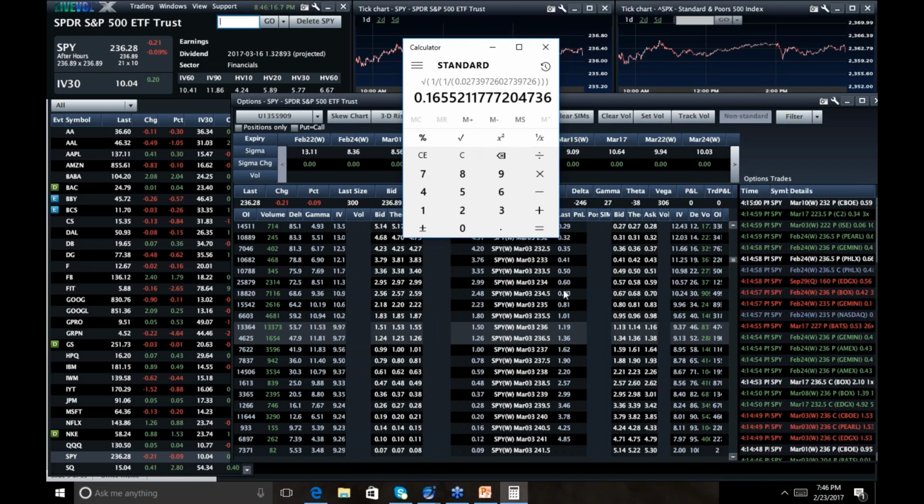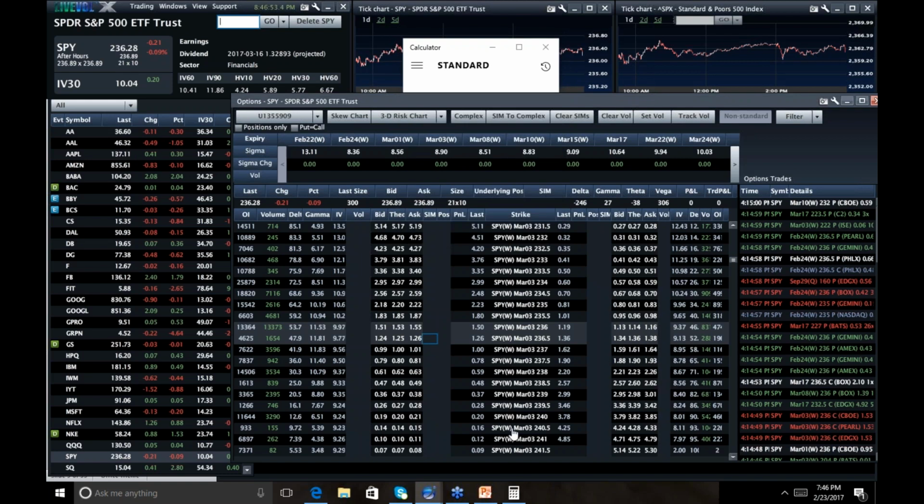There's the square root. Then I multiply times the volatility of the at the money, which right now is about, call it 9.5. So that's 0.095, because remember, volatility is a percent actually. And then I multiply it times the strike price, which is 236. So we're talking about a $3.50 iron butterfly.